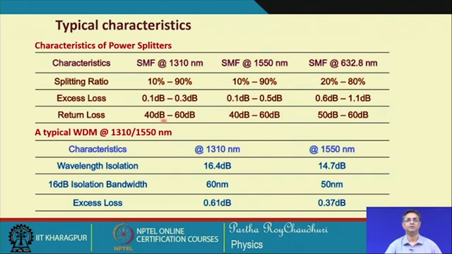Now, there are typical WDM characteristics. We will learn what a WDM is, how it can separate two wavelengths or combine two wavelengths. In that case, we define the excess loss for each wavelength. Wavelength isolation is by definition, for example, 16 dB isolation at 16 nanometer.